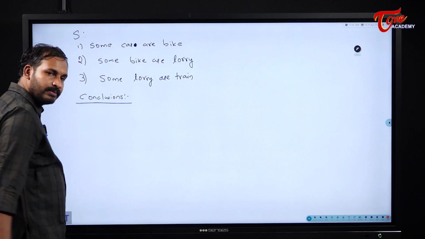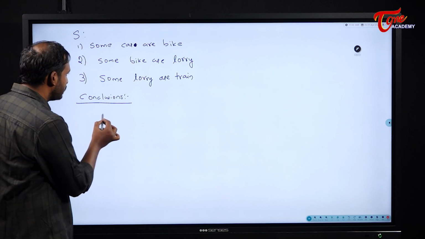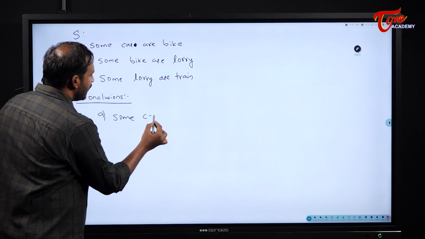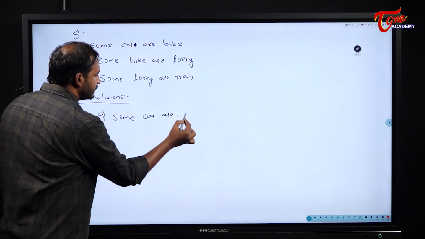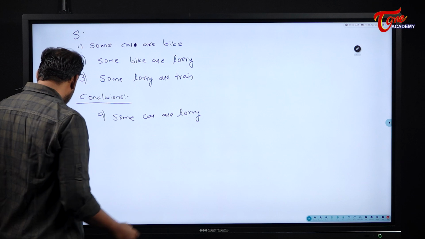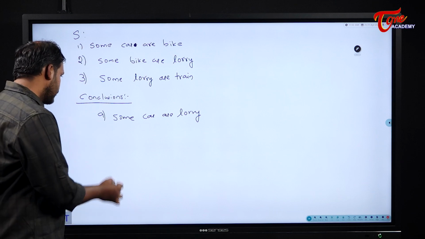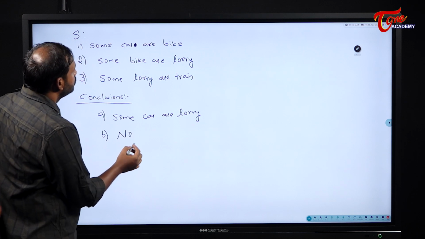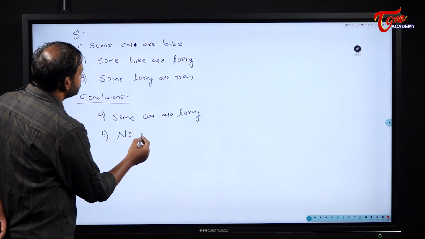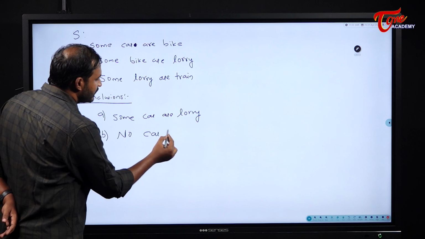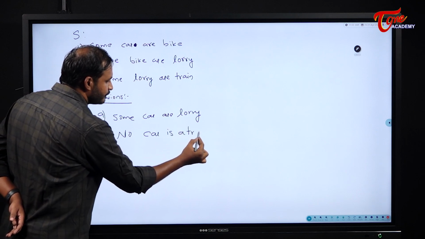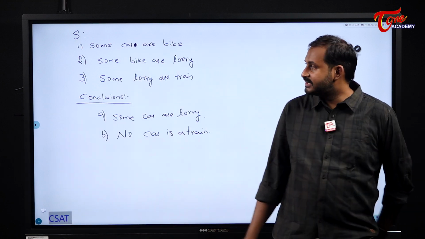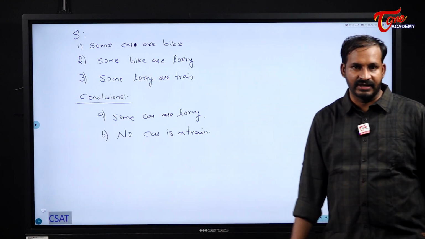With an example, you people will understand it better. Now see here, the first conclusion is some car or lorry. Next one is no car is a train. This is the second one. These are the statements and these are the conclusions for us.